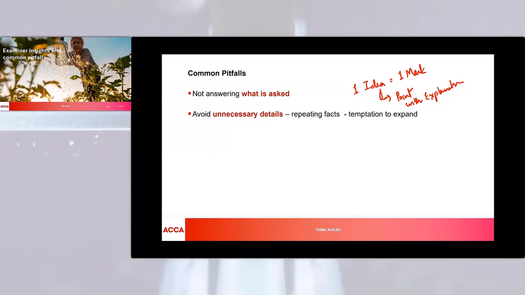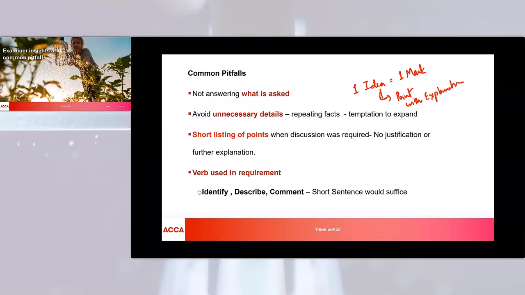And at times where you need to explain things, discuss things, especially where they ask you to explain, discuss, critically discuss, you cannot use short sentences there, you need to go into more detail. Listing short points and bullet points, the examiner cannot give you marks at all. Listing short points when discussion was required, with no justification or further explanation. So to sum up, the verbs used in the question, especially identify, describe, comment: short sentences are fine. But when it comes to explain, discuss, and critically discuss, please remember more detail is required. You need to go more in depth to handle such things.